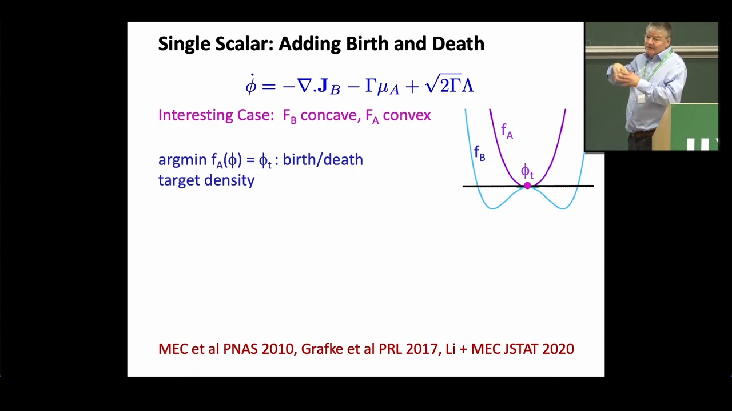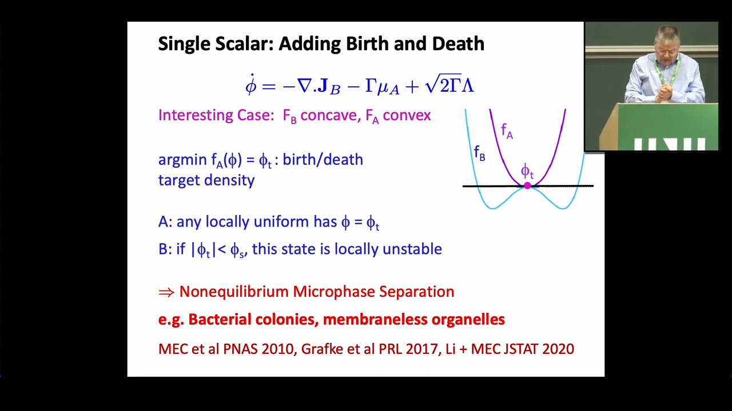But what's more, I can't make a phase separation because then I have density minus phi b and plus phi b, the two minima of fb, neither of which is stationary with respect to the birth and death. So the system has to do something else. So that's what I just said. You must get a microphase separation.